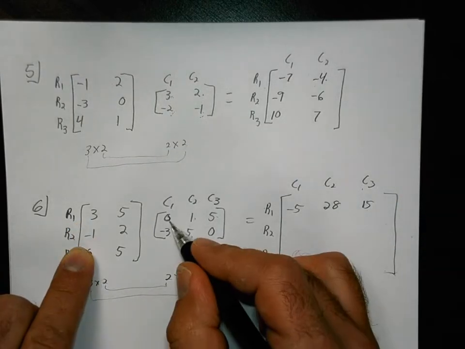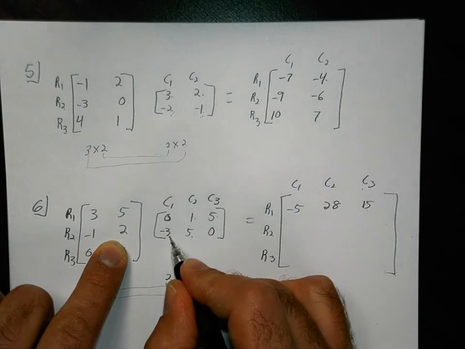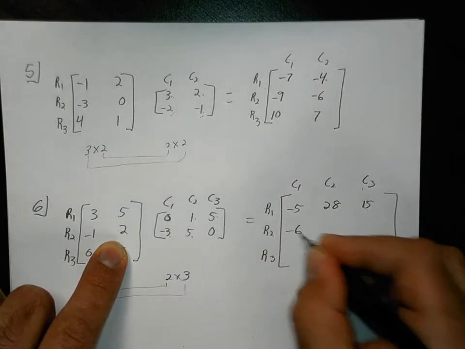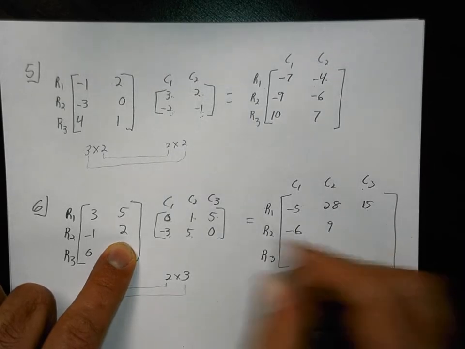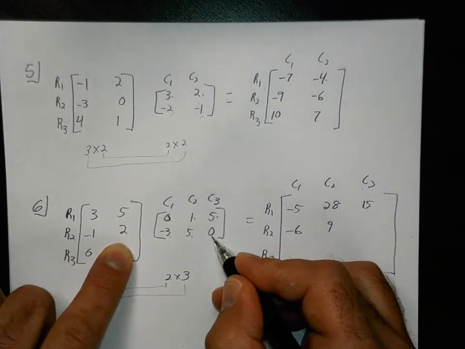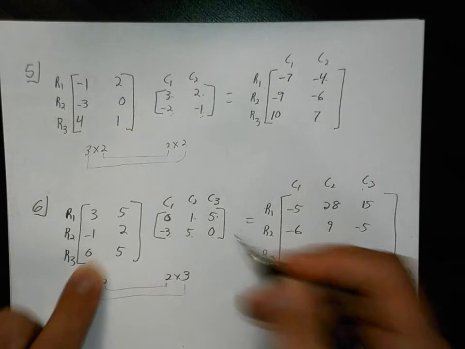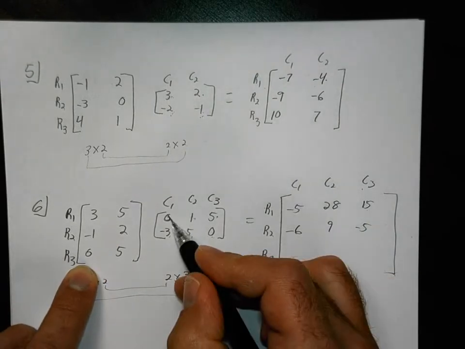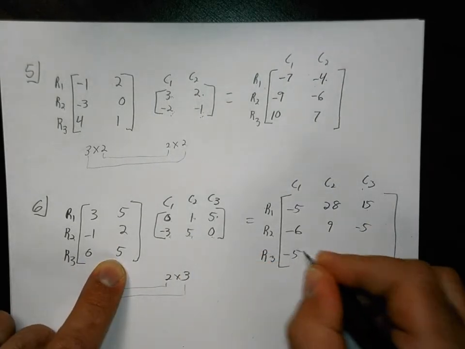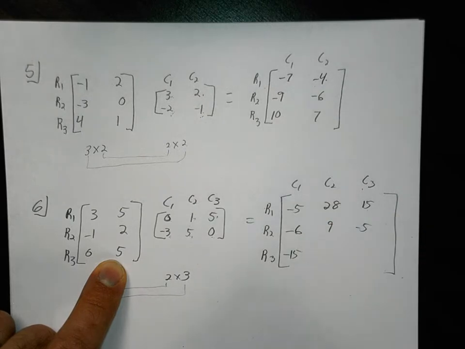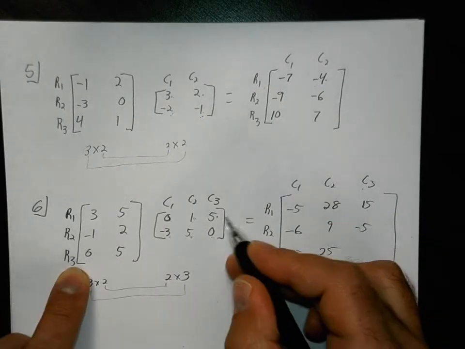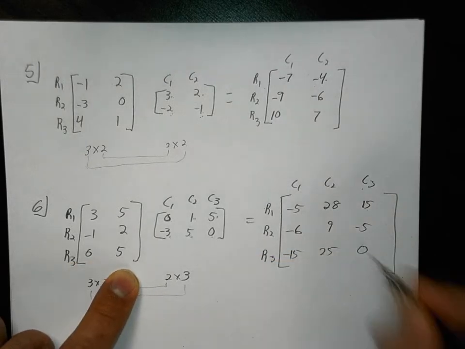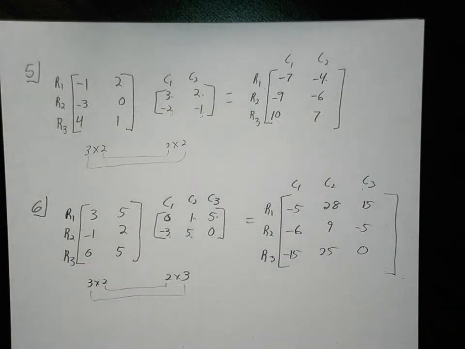Row 2, column 1, 0 and negative 6. Then I get negative 1 and 10. Then I get negative 5 and 0. Then I get 0 and negative 15. Whoops. Then I get 0 and 25 and 0 and 0. So that's what I would get there.